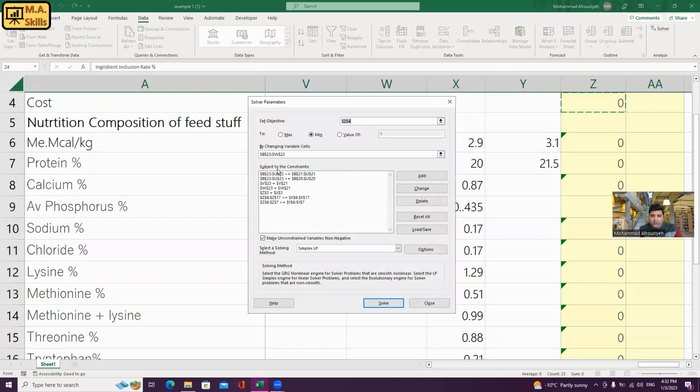So let's double check. Yeah, they are less than row 21, the maximum level, and they are set up to be greater than the minimum level that we have specified for each ingredient, which is row 20. So V23 should be equal to V21.